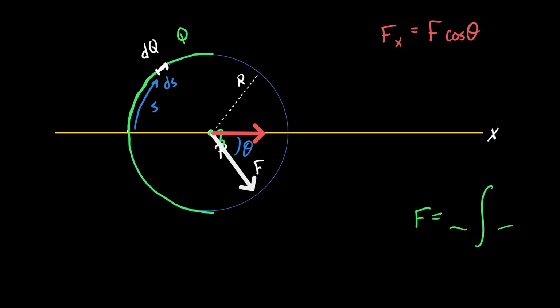So now, I don't know that I can use arc length. I think I need to use a way of defining where that charge is with something that has to do with the angle. Do you guys know how to express an arc length in terms of an angle?